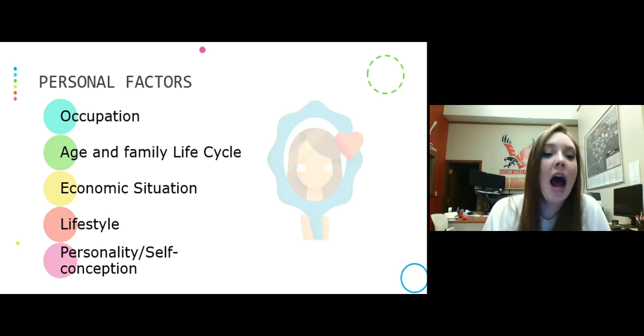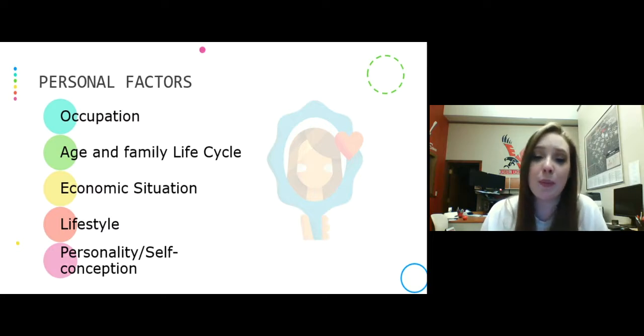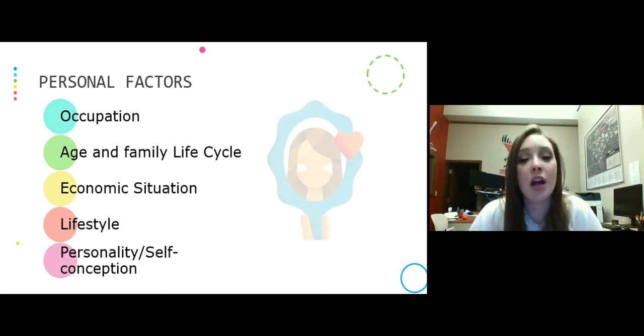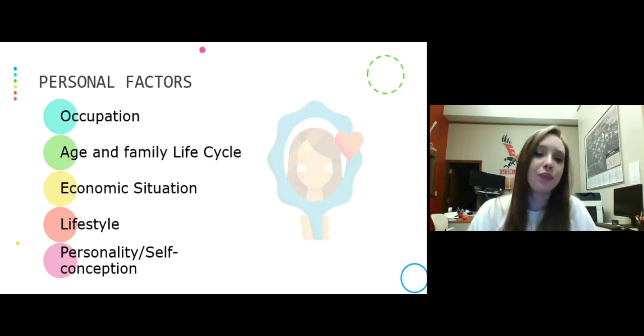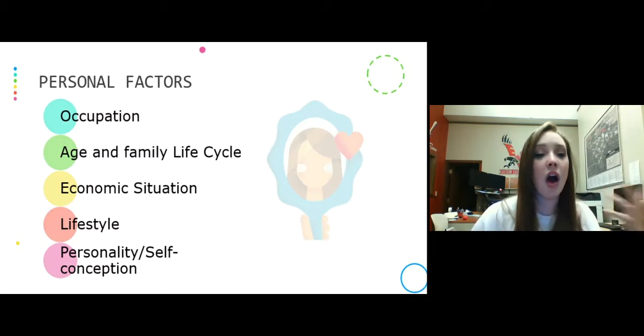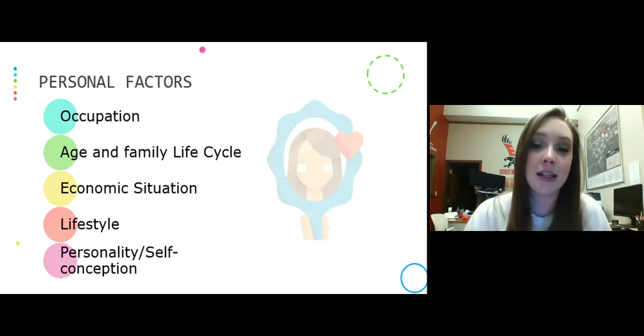So personality refers to the unique psychological characteristics that distinguish a person or a group. It can be useful in analyzing consumer behavior for a certain product or brand choices. And then you come to a person's self-concept, and that's also used by marketers, but the idea is that people's possessions contribute to and reflect their identities.